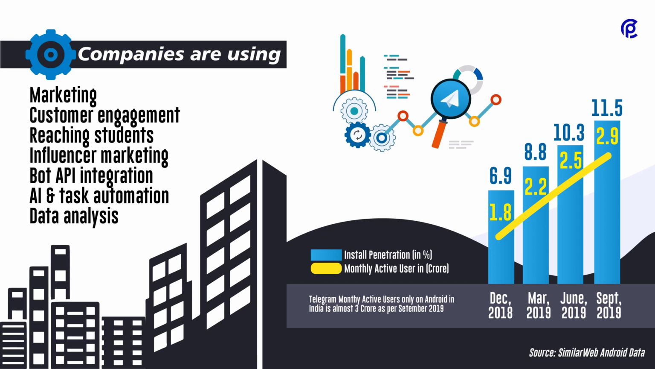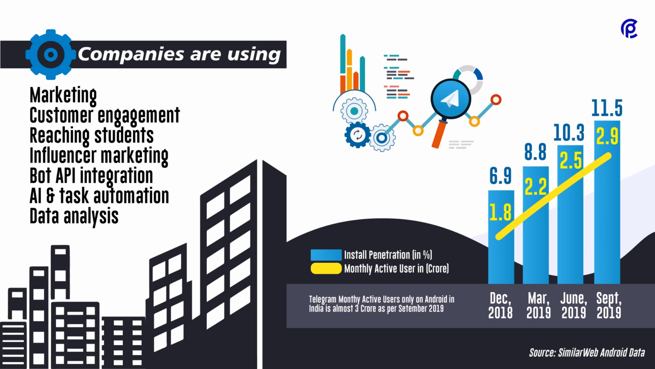As you know, there are a lot of students on Telegram also who come here for getting books or study material or to discuss with other aspirants. Then there is bot API integration, which makes the work very easy, or it assists companies, you can say. So AI and task automation is one of the things why companies are preferring to use Telegram. Data analysis is something also that can be done with Telegram.